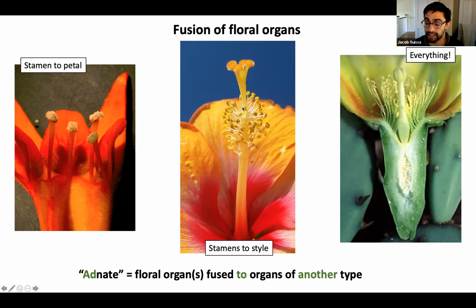Or here in the center in this hibiscus, you would say two things. One, the stamens are connate to themselves, because they form this tube where they're all attached. And secondly, you would say that stamen tube is adnate to the style. And you can see that here. And then here on the right, everything is fused together, and we give that a particular name, which I will go over later in the slides.